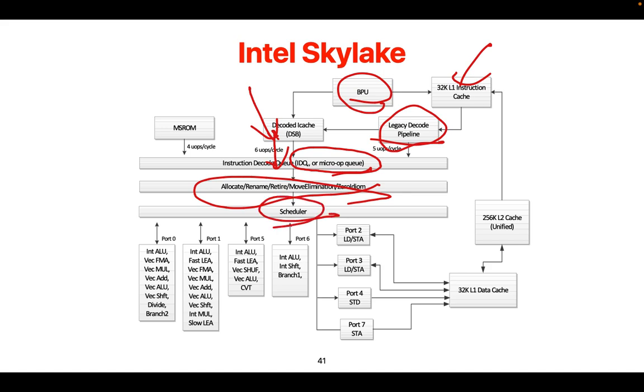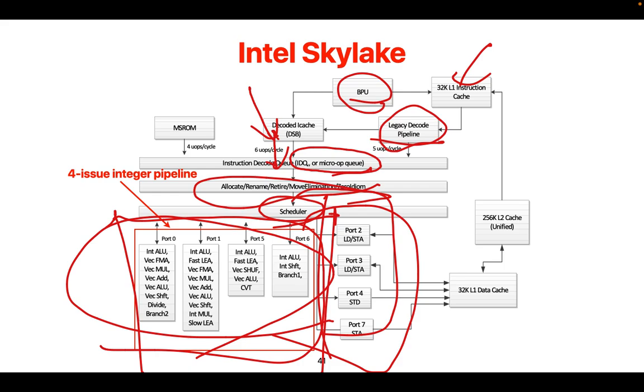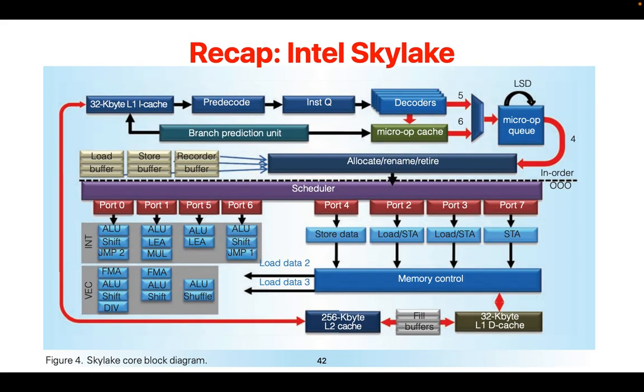They also have a scheduler, which tries to schedule instructions into one of these functional units, right? So as you can see, for this pipeline processor, they have four functional units for the integer and four functional units for the memory. So this is actually an 8-issue pipeline with 4 issue in the memory, 4 issue in the integer. This is another drawing of the Skylake processor, which also tells you the same thing.